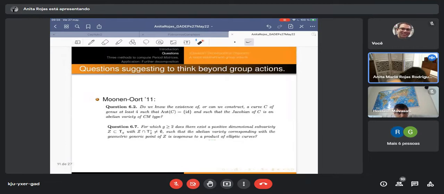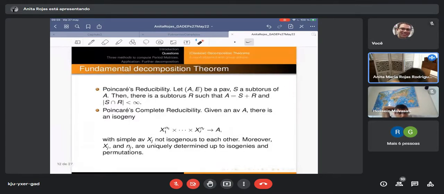So those are questions, as you can see, about the moduli space of abelian varieties, and you want to describe particular loci there. So let me finish this introduction with some fundamental theorems.